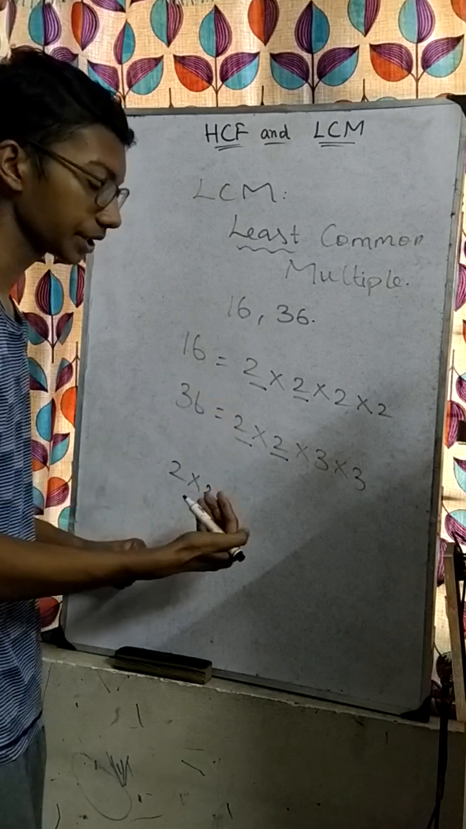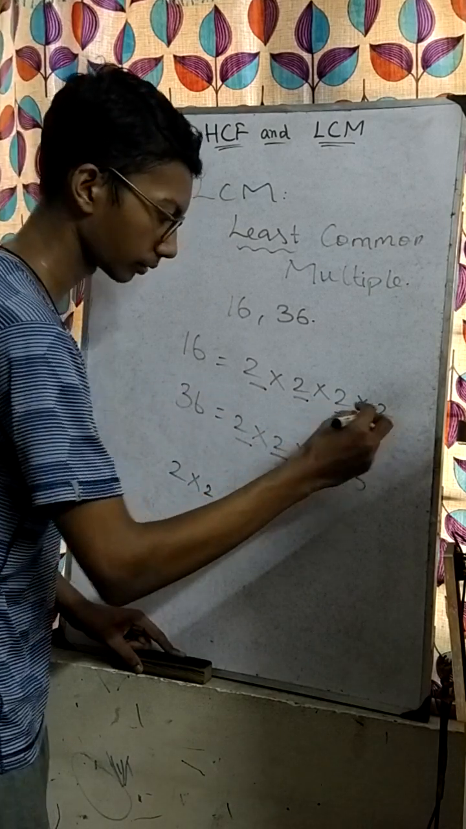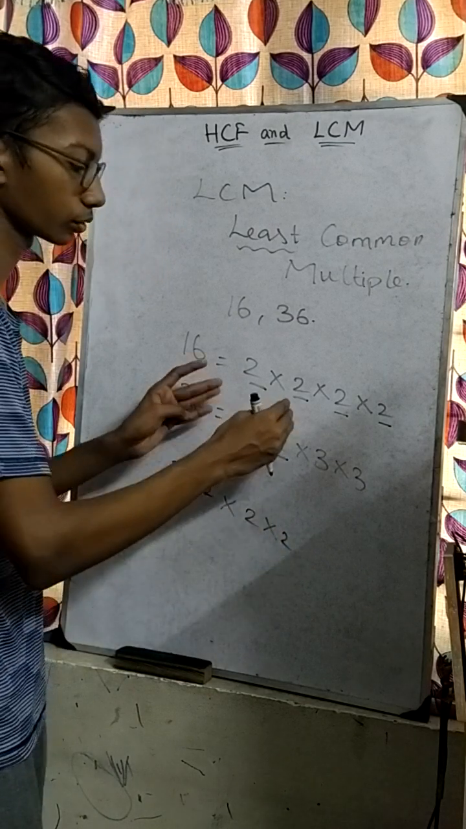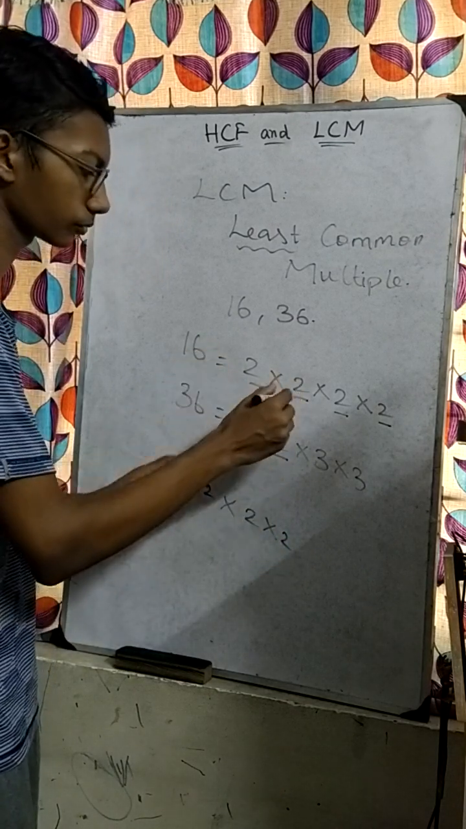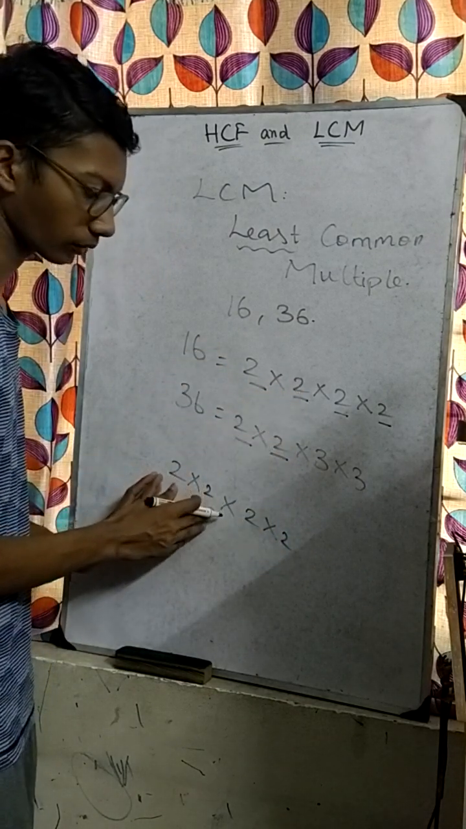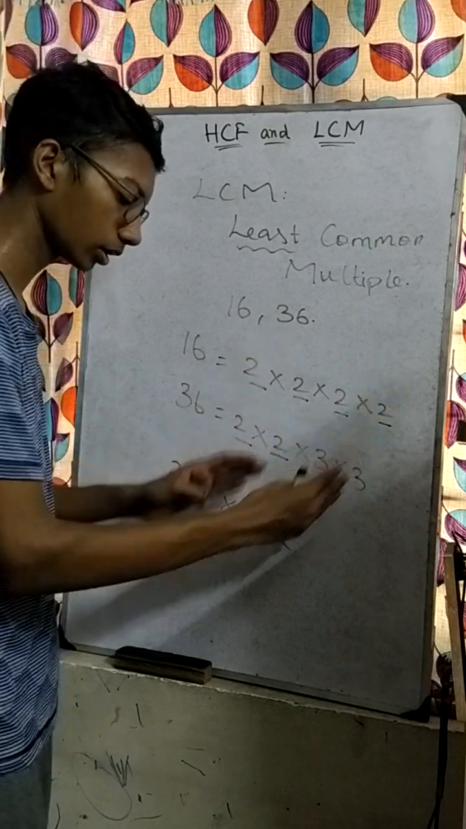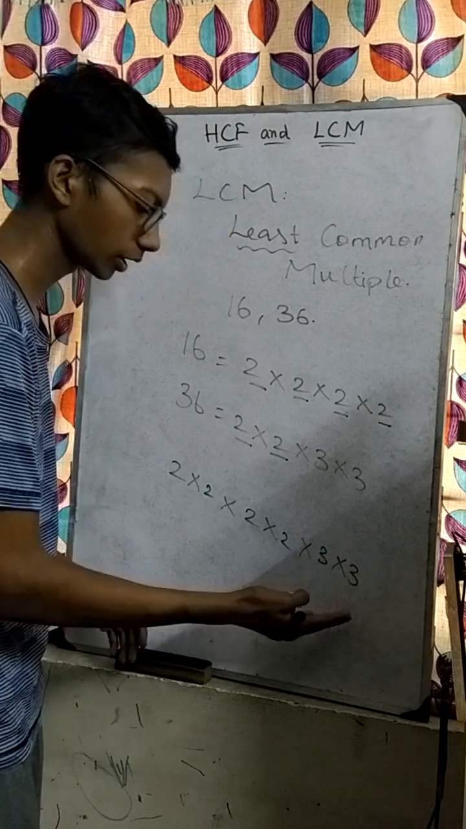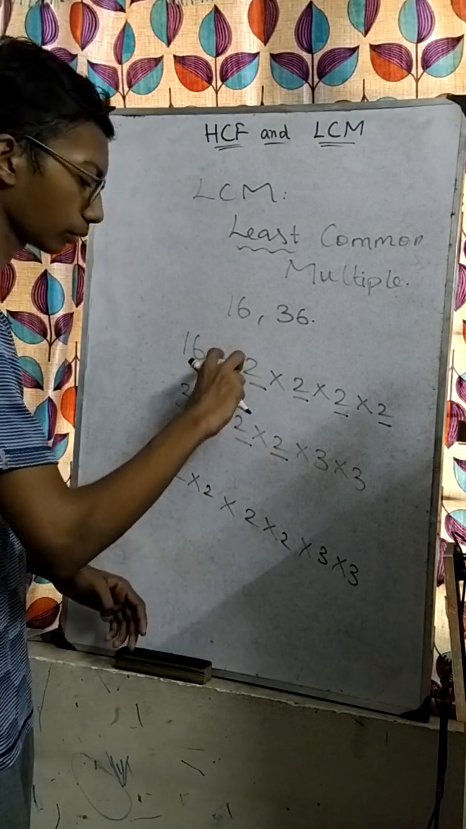But for calculating the LCM, first what you should do is find the common terms. The common terms are just 2 times 2. So we have written that. The next step is write all the other things. That is 2 times 2 times 3 times 3. If we multiply all this, we will have the LCM of this.